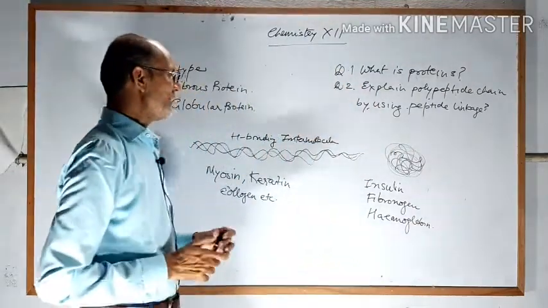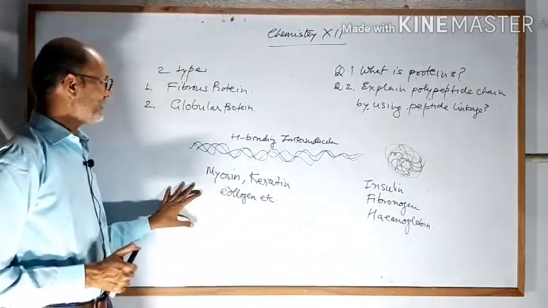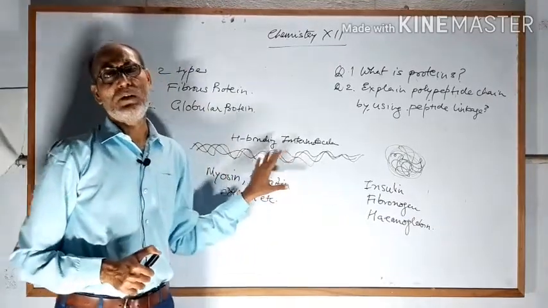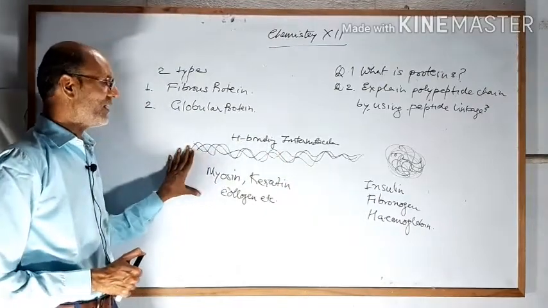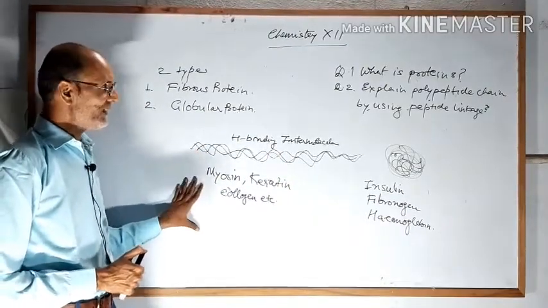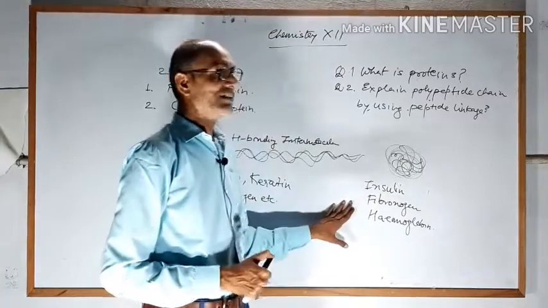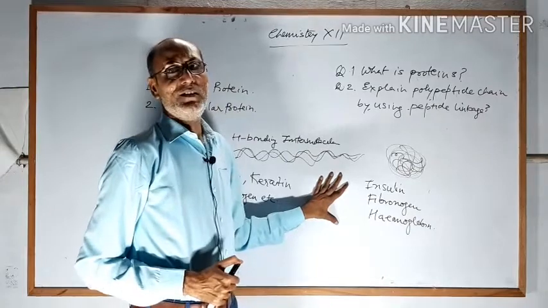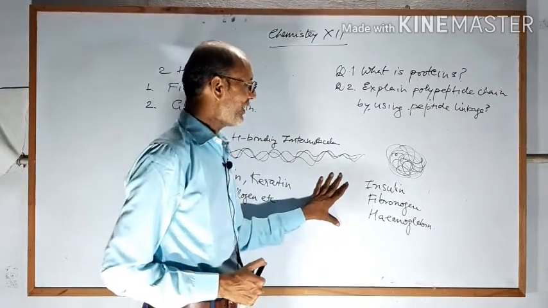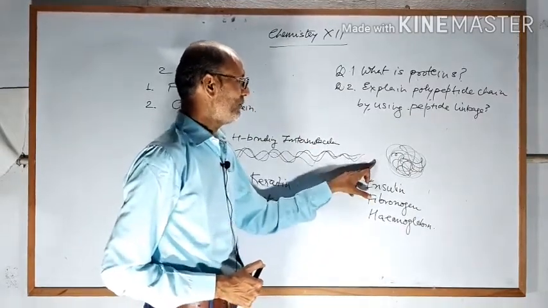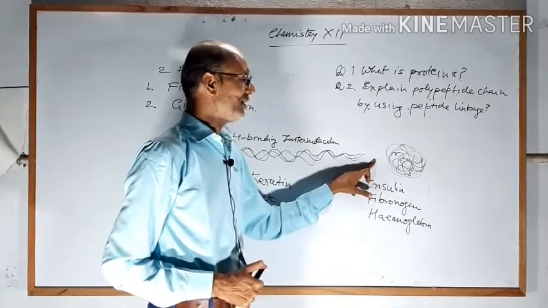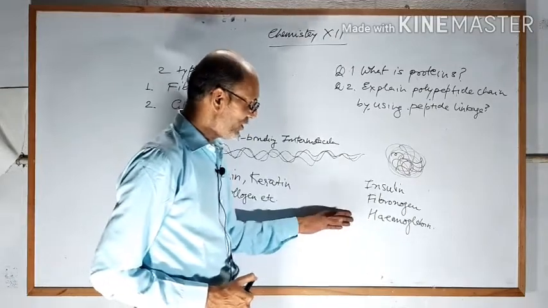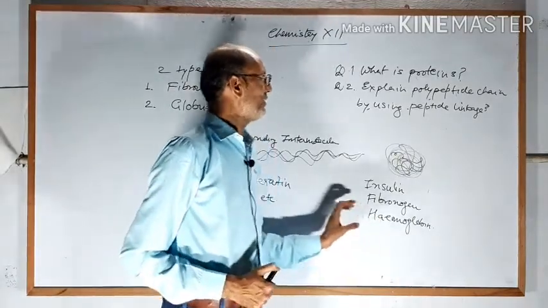So students, once again I am telling you, this is the fibrous protein. Fibrous proteins are straight thread-like structure, insoluble in water, highly stable and not affected by temperature and pH. While the globular protein has a spherical, ball-like shape, and these are soluble in water. They are sensitive, that means they will change their nature on changing the pH or medium. They have examples insulin, fibrinogen, hemoglobin. So I think you understand, students.